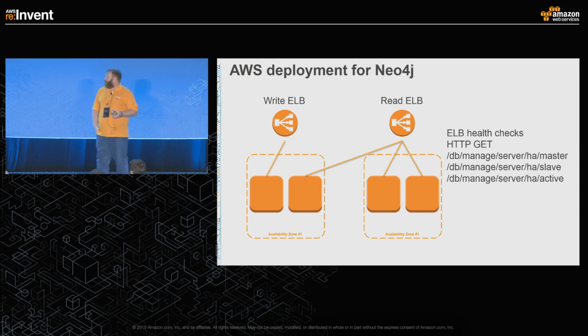Just as an example of an AWS deployment for Neo4j, as part of your ELB health checks, if you wanted to query these different URLs for your graph using HTTP GET, then you can select your master, or you can elect your read replicas into the different ELBs, just by doing a query on these and getting the 200s or the 500s. So this actually presents a very easily scalable mechanism for maintaining your graph cluster.